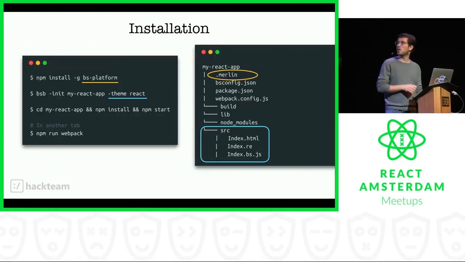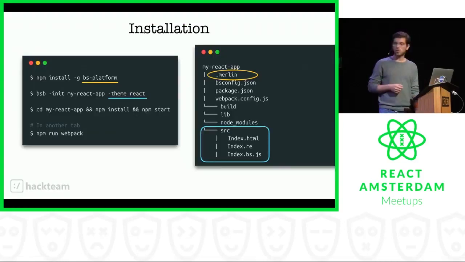BuckleScript can be installed just by running an npm command, and after that you can use the bsb command to initiate your first React app. Something that's really important right here is that you also add a theme called react to your application, so you can really get the React development experience. After that, we just install the new project and we run it. Something that might feel a little bit odd is that Webpack isn't integrated in the process, so you have to run Webpack in a different terminal or command prompt.